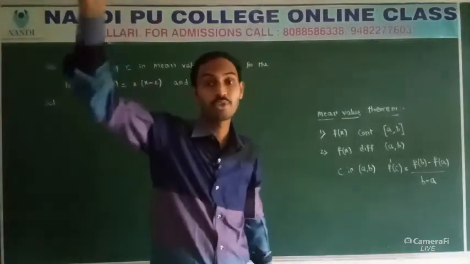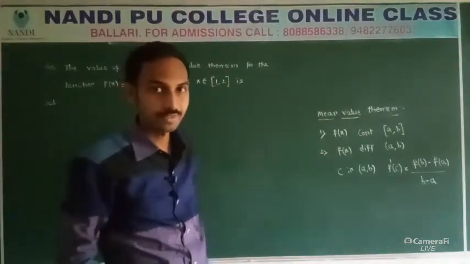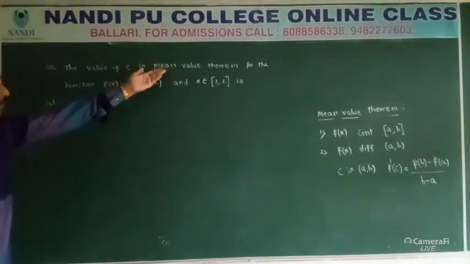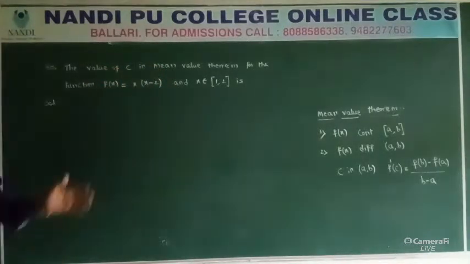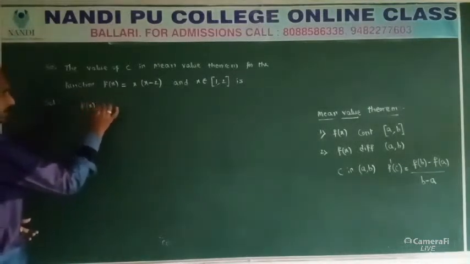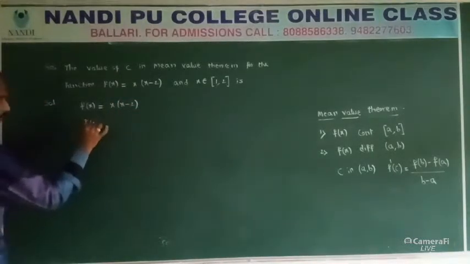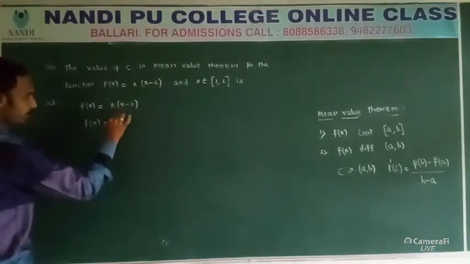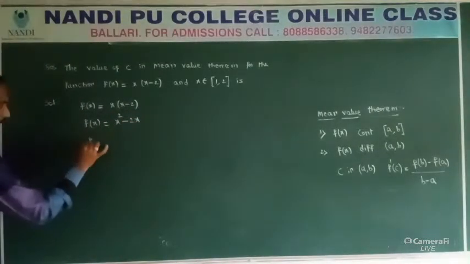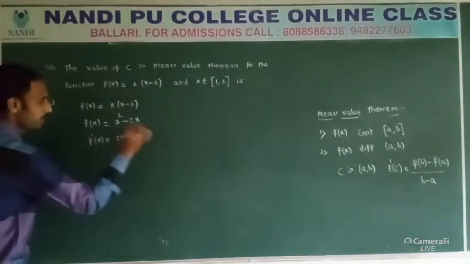And the previous one is what? Rolle's theorem. Name of the scientist, Rolle. Here it is Lagrange's. Okay. f(x) is given, the interval is given, and they said mean value theorem. What is the value of c? Write down the given function. f(x) is equal to x into (x minus 2), which is x square minus 2x. Differentiate: f'(x) is derivative of x square, 2x, derivative of 2x, 2.